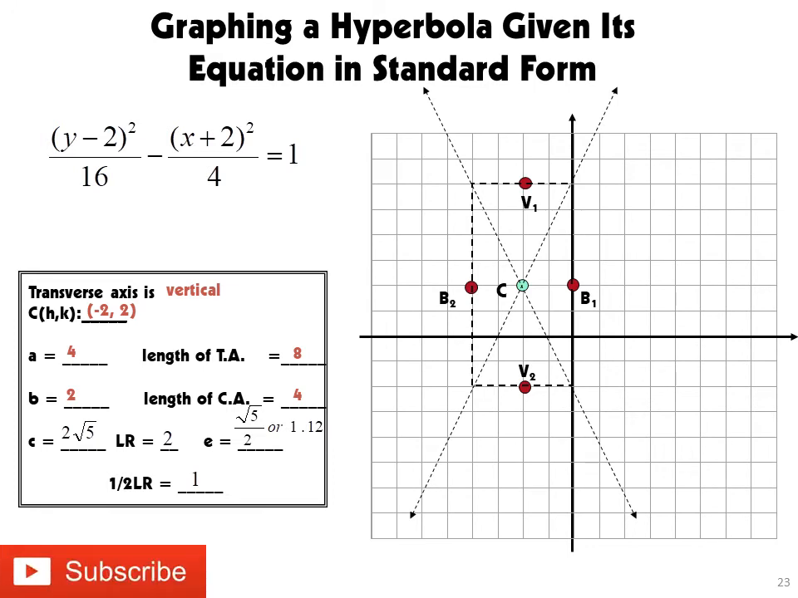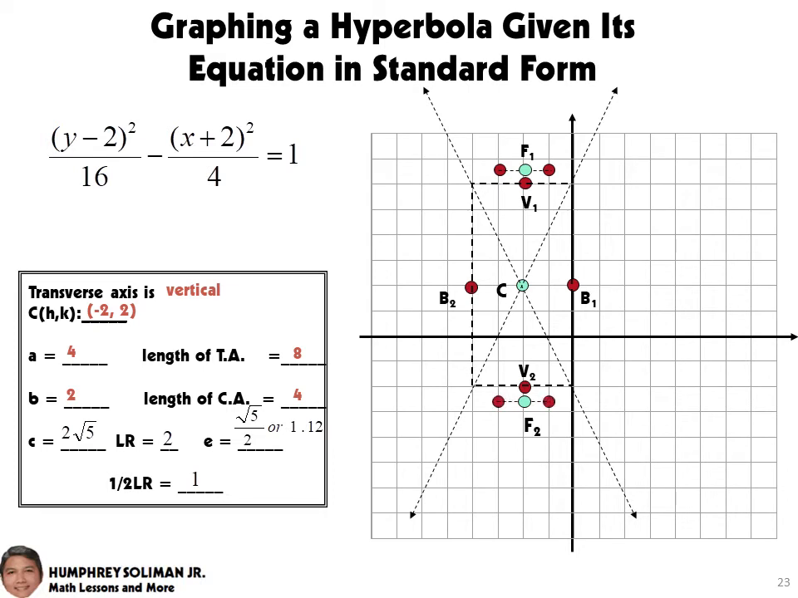Next, draw the straight lines for the asymptotes using the diagonals of the auxiliary rectangle. Next, from the center, plot the foci vertically at 4.47 units away, this is the length of C. Next, draw the LR which is 1 unit long from the foci horizontally.